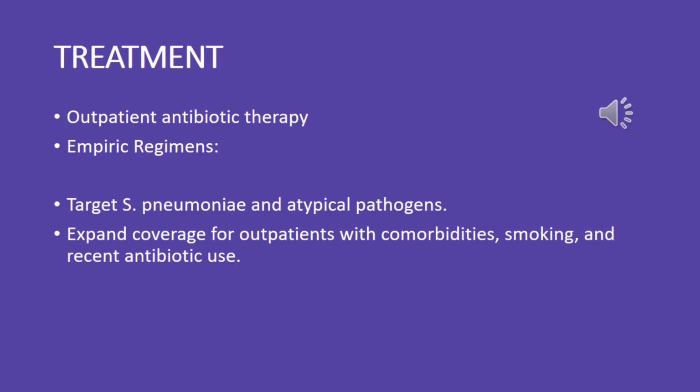When it comes to treating community-acquired pneumonia in the outpatient setting, we've got a strategy that aims to hit the bullseye with our antibiotics. Our empiric regimens target the most common culprit, Streptococcus pneumoniae, along with those sneaky atypical pathogens that can cause trouble. For outpatients with certain risk factors like underlying health conditions, smoking, or recent antibiotic use, we expand our antibiotic coverage to ensure we're covering all our bases.